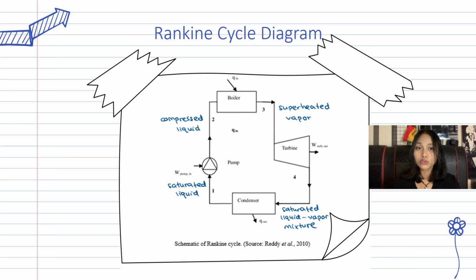For process 4 to 1, the water in compressed liquid state enters the boiler and receives heat at constant pressure. The water will leave as superheated vapor into the turbine, which completes the cycle.